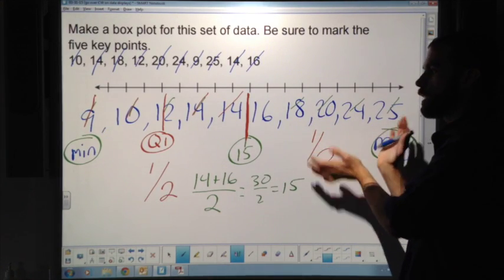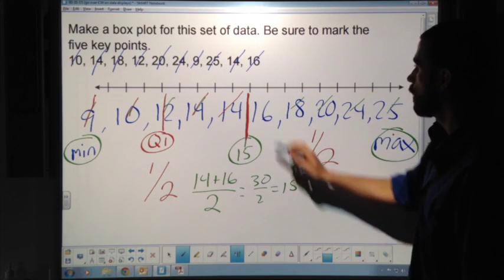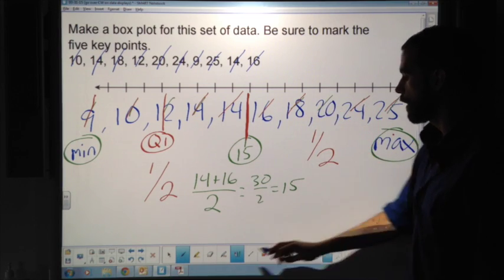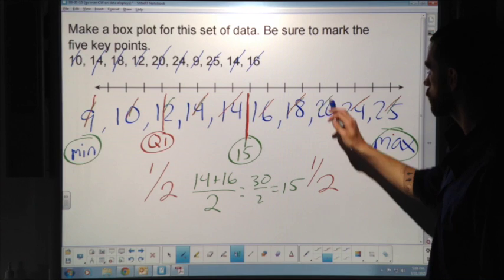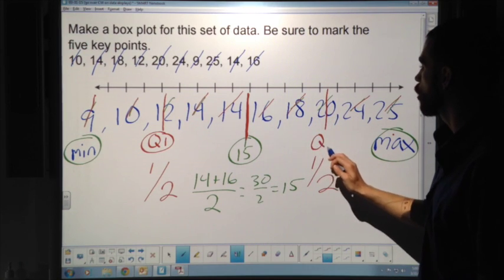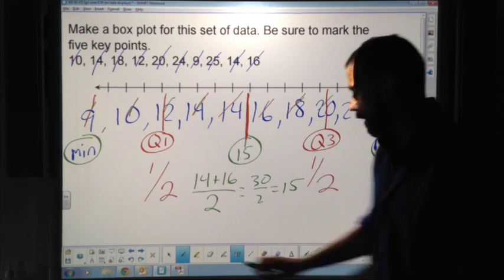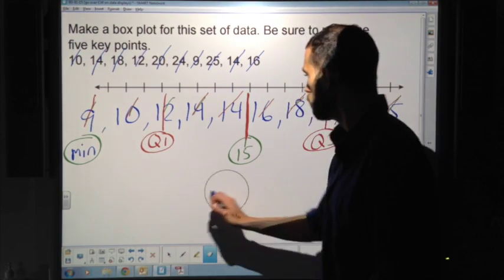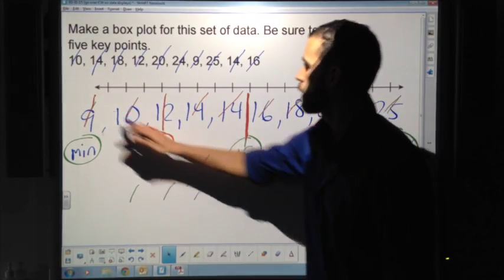Over here, we now have to find the middle of the upper half of the data. We have the number 20. I'm going to call this Q3 because it is the 3rd quartile. I'm just going to clean up the work a little bit. And let's get all these lines out of here.